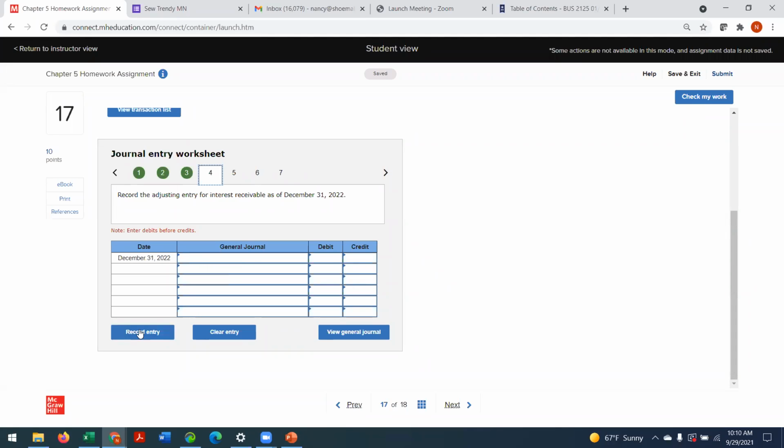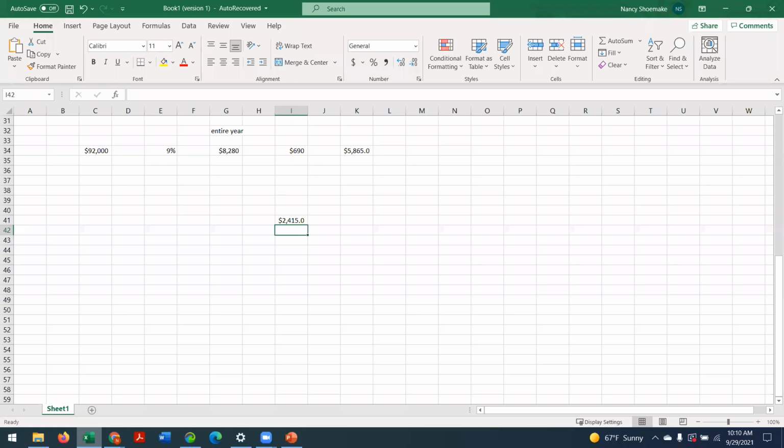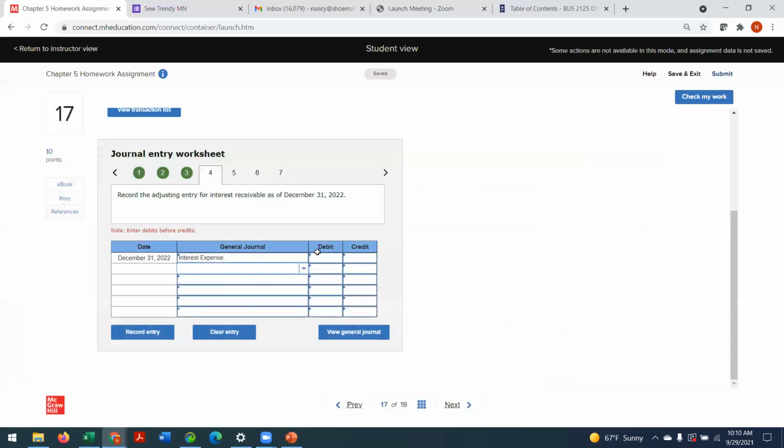Okay. Now, the next thing we would do is the same thing. We would show our interest receivable and our interest revenue. And it would be that same amount of 58.65. Interest receivable, interest revenue. And this is interest receivable, 58.65.